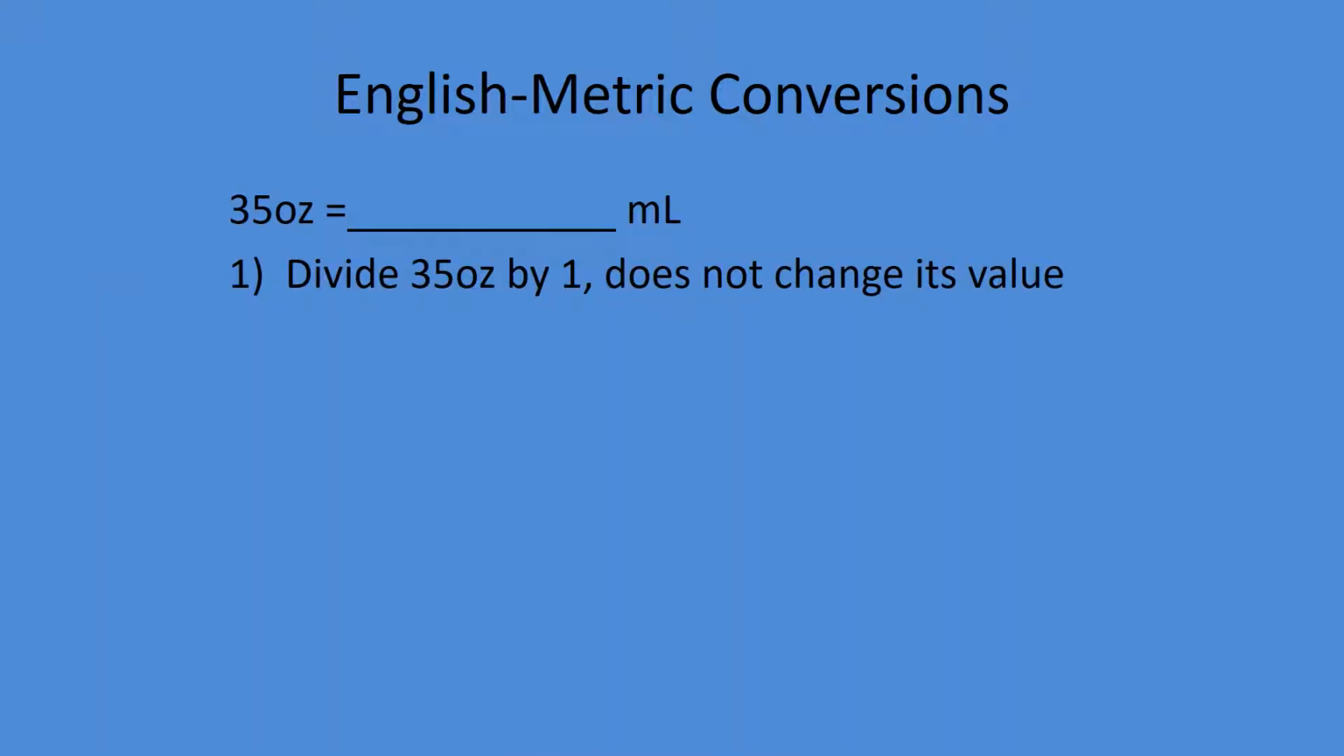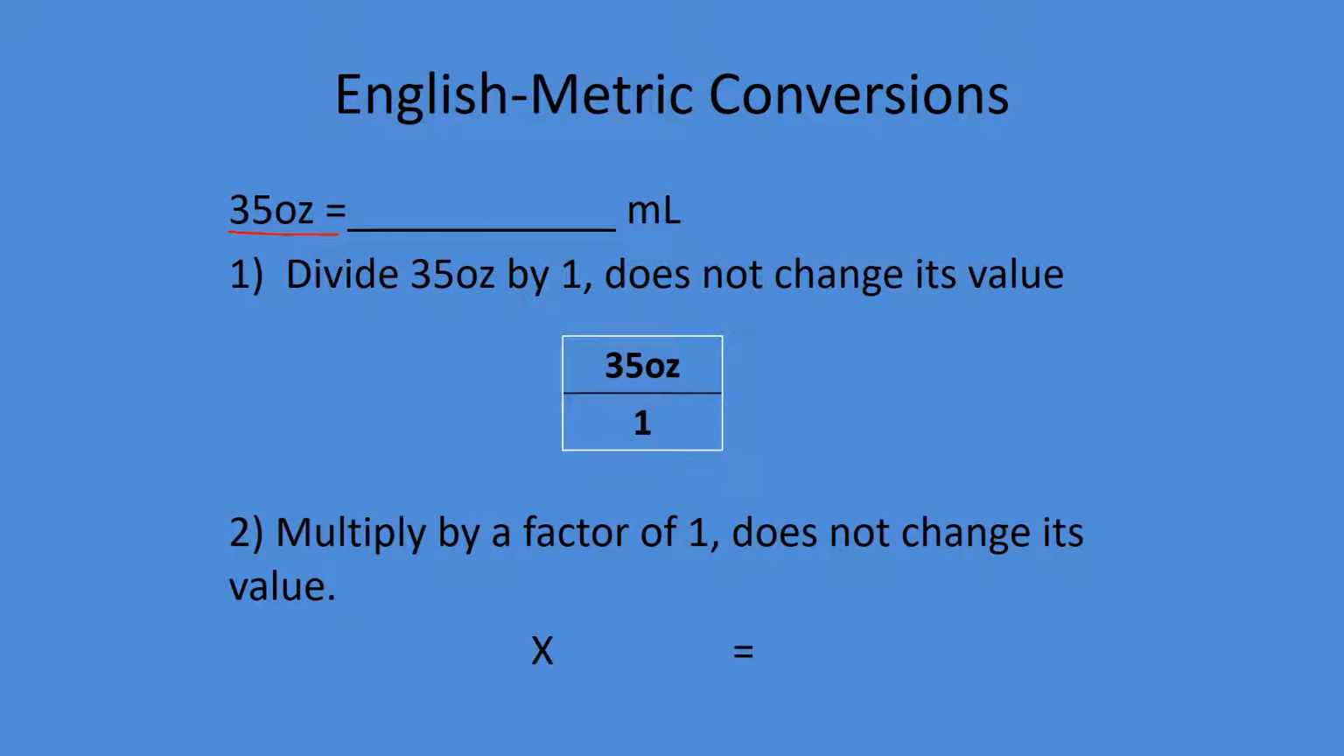All right, let's try this guy. It's still a one-step problem. So the first thing we do is we put it over 1. So 35 ounces, we're going to put over 1. And then the next thing we do is we got to figure out our conversion factor. 1 ounce is 30 mLs.